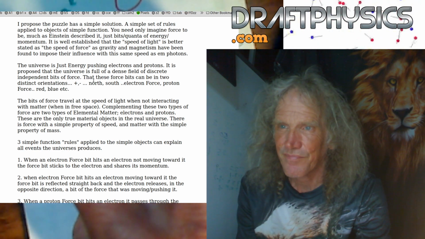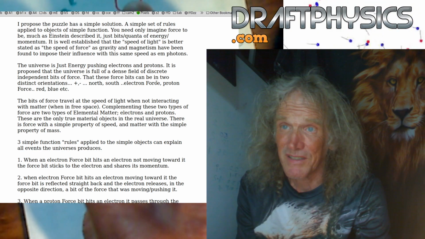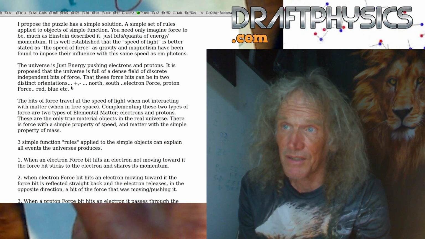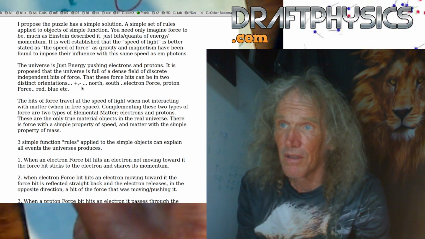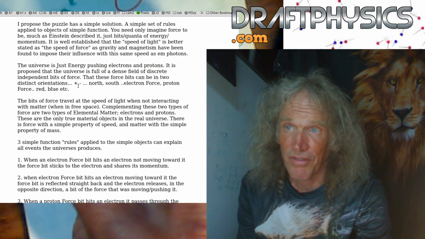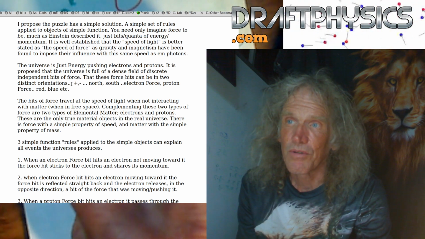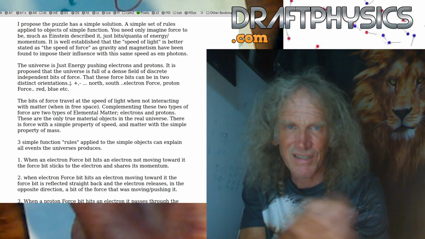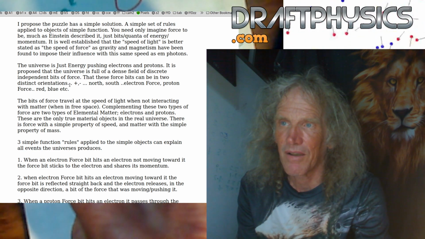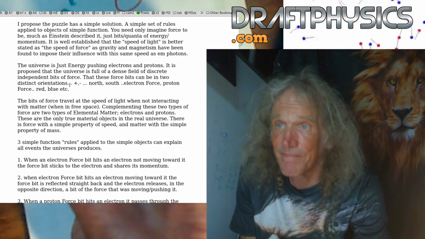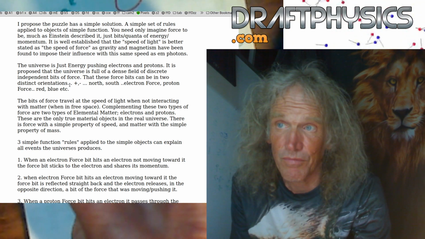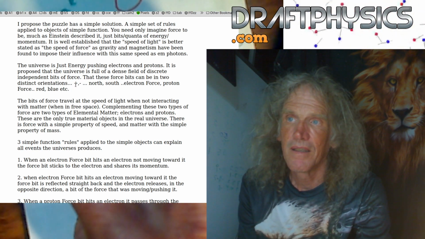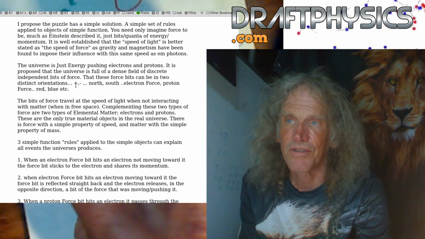All right. That these force bits can be in two distinct orientations. So this is the part that'll screw everybody up and they won't be able to think straight and do anything. So clearly it just means there's two distinct properties. Okay. Now the property could be almost anything. Rabbits and frogs. It just doesn't matter. It's just that they're distinctly different.